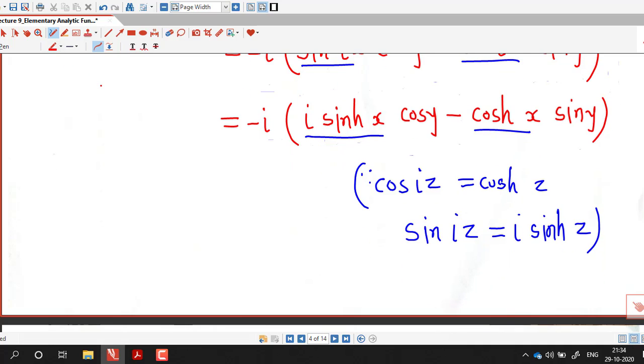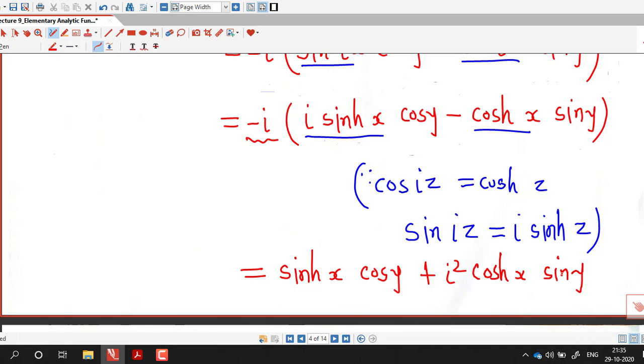Now if we simplify this, we have minus i into i, that is i square. I square is minus 1, and minus 1 will be plus 1. So we have sin hyperbolic x times cos y. Similarly, this is minus i into minus 1, so that is going to be i square, minus i into minus 1, that is i square, cos hyperbolic x sin y.